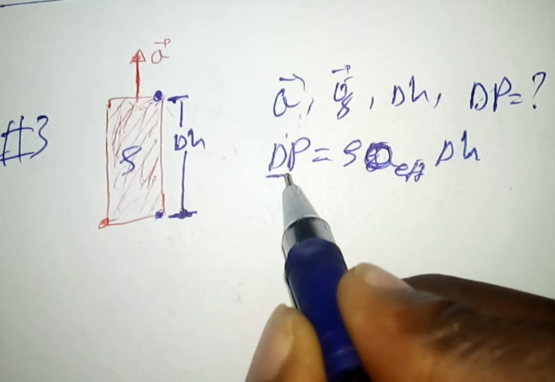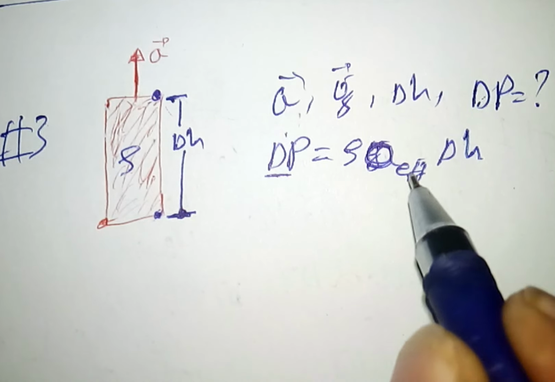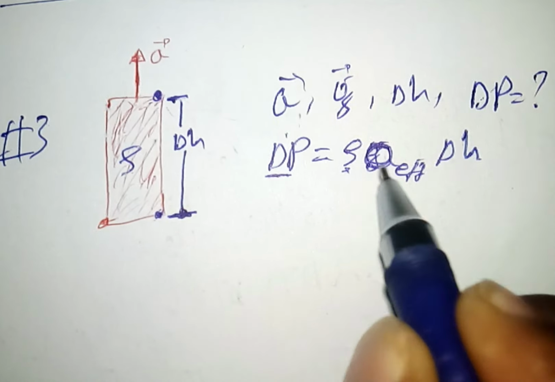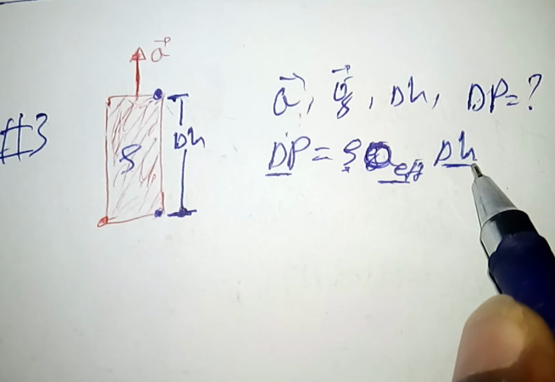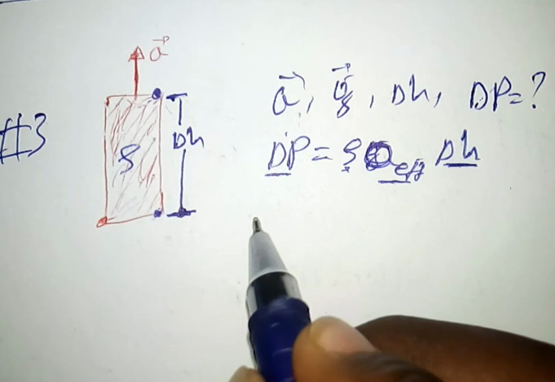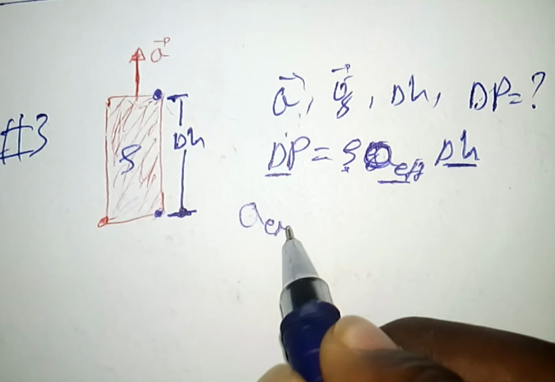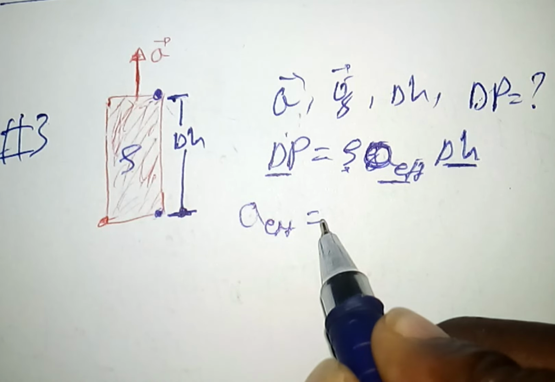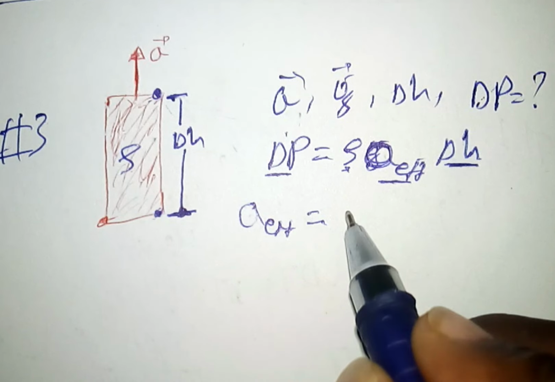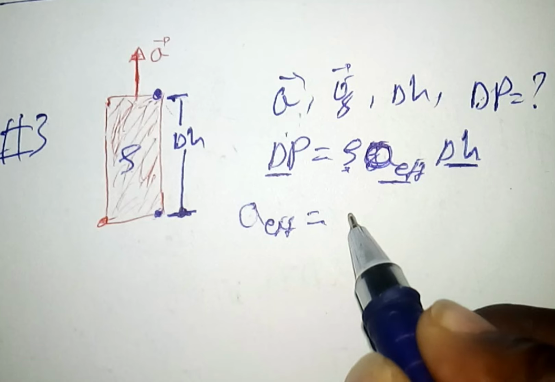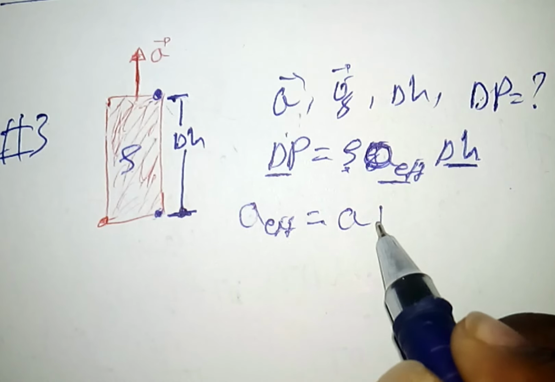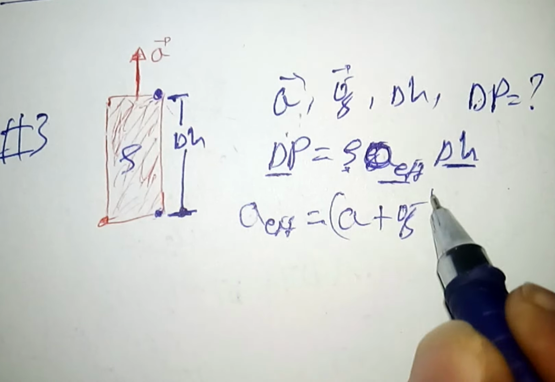That means the difference in pressure between any 2 points in the fluid is given by the density of the fluid times the effective acceleration times the difference in height between 2 points. So this means that the effective acceleration is, since the elevator containing the fluid is accelerating upward, the total acceleration of the fluid, given by the acceleration of the elevator plus the acceleration due to gravity g.